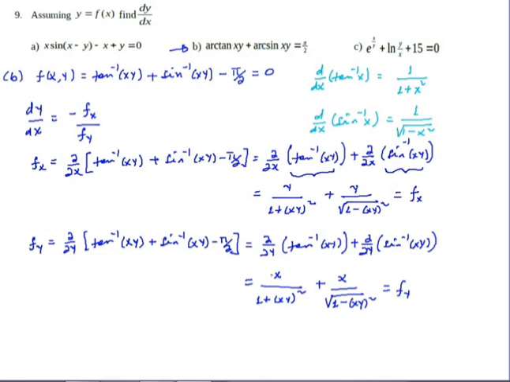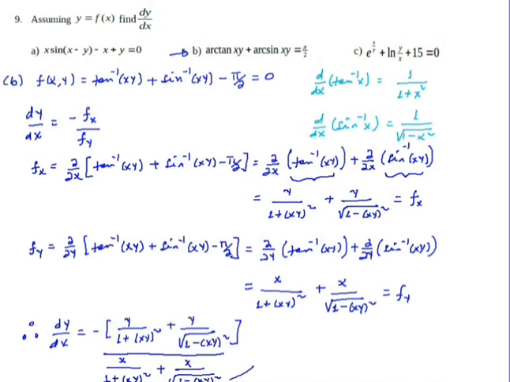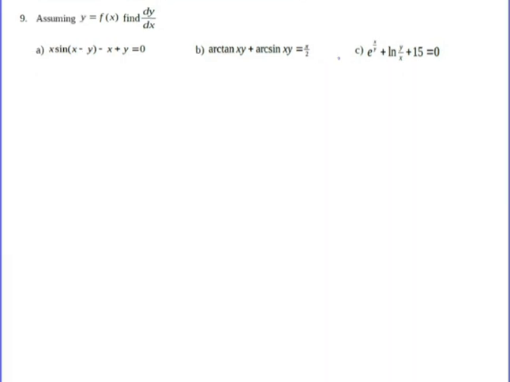Okay, so we have fx and fy, therefore dy by dx becomes... okay, you can further simplify this. For now, this is what dy by dx gives us for the function given here. Similarly, when we go to part c, what do we get?